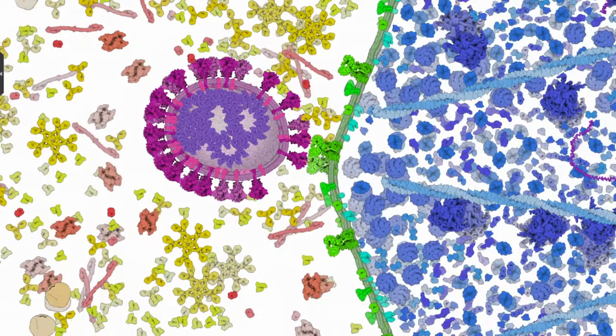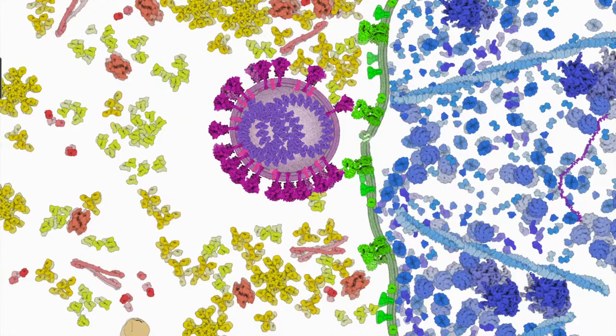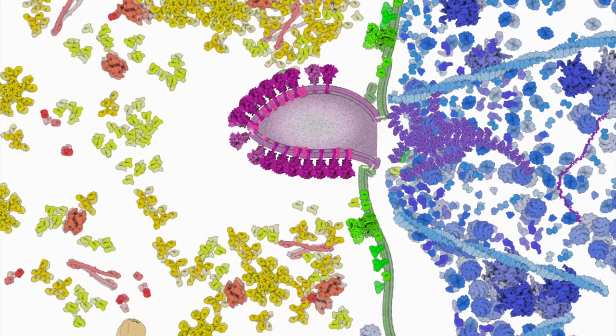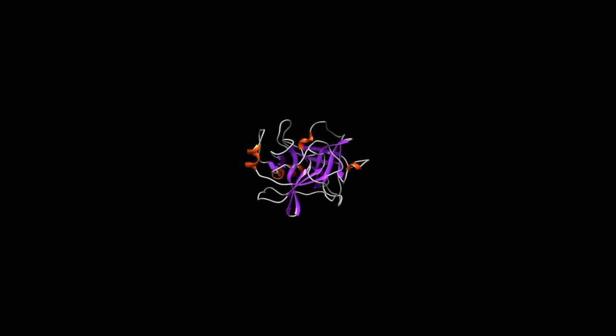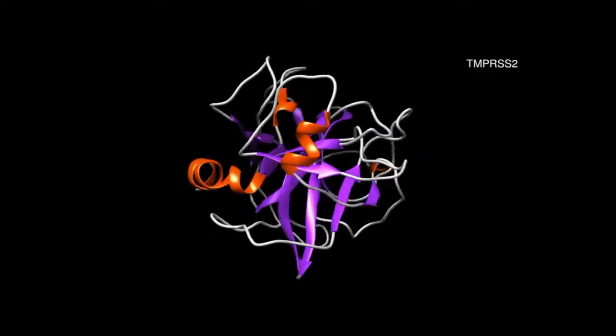Once the virus is bound to the cell, there are two methods by which the virus can enter it. The first is direct fusion, a mechanism by which the viral membrane merges with the host membrane, releasing its content into the cell in the process. This fusion is facilitated by the protease TMPRSS2.